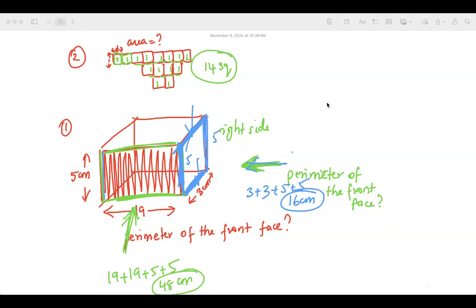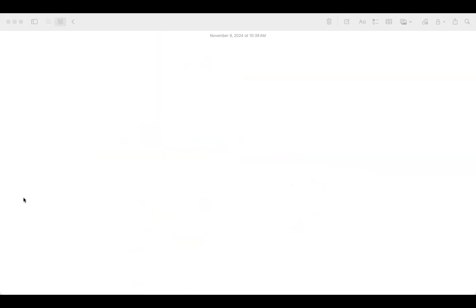Nevan, you didn't answer, right, ma? What was your answer? You didn't answer for the third one. You answered only the first one. I asked you the second question, what was the area? I asked you the third question, what was the perimeter on the side? You didn't answer both.